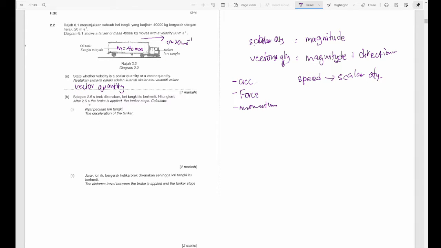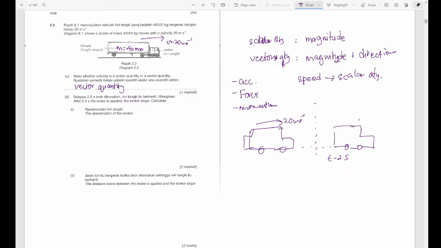So in question B, after 2.5 seconds, the brake is applied. The tanker stops. So let's sketch first what happened to the tanker. So this is your tanker. It is moving at 20 meters per second, and then after 2.5 seconds, it stopped. So now you can see that it has two different positions. The first one, it is moving at 20 meters per second. And then the second one, it is stopped.